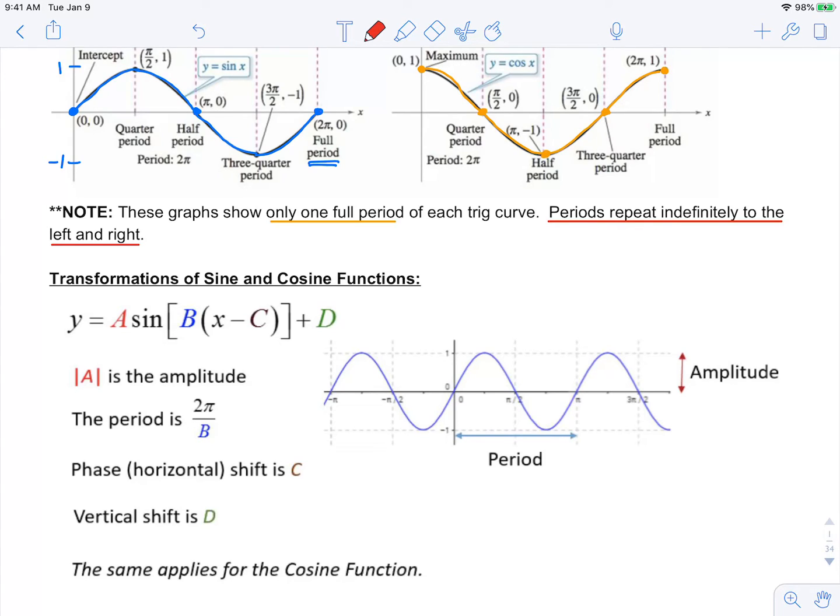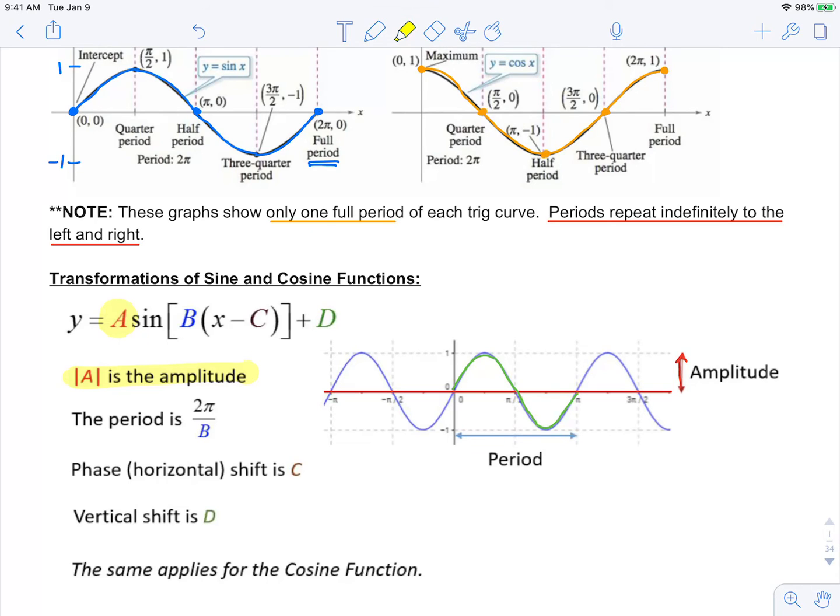And this should look very similar to when we transformed algebraic functions. There's just a couple differences. So instead of calling this a vertical stretch or shrink, we call this the amplitude, right? And the amplitude is how high up your curve will stretch from this 0 line, from the x-axis. The period is something a little different, right? That is one full period of a sine curve. And note, it does not always have to be 2 pi.